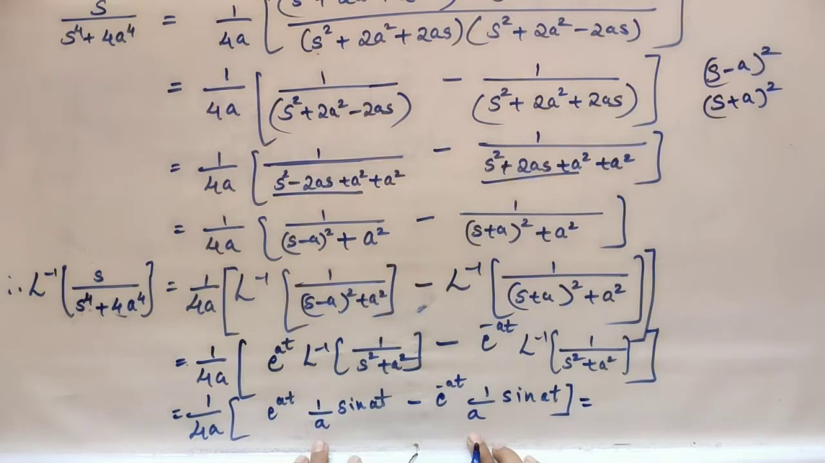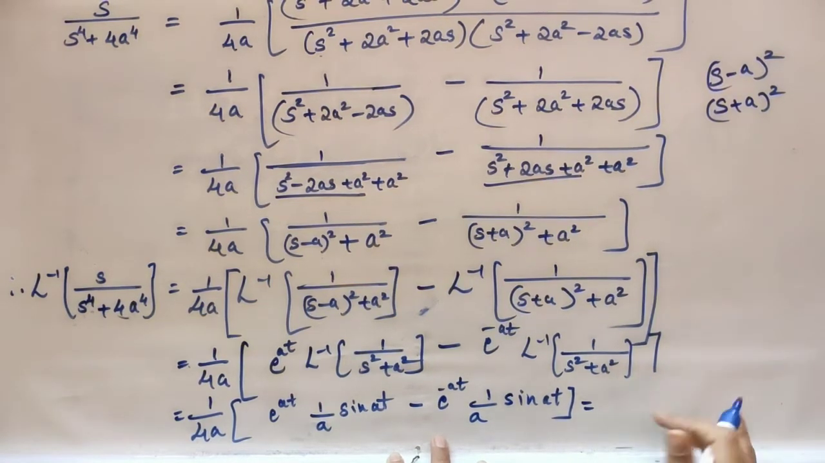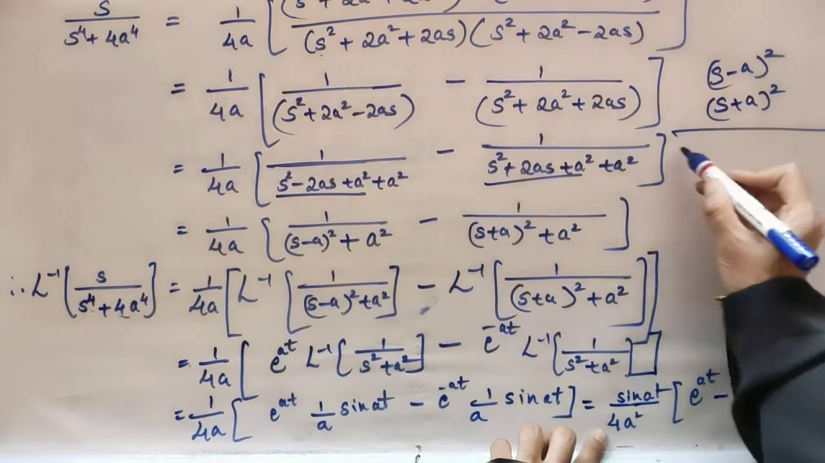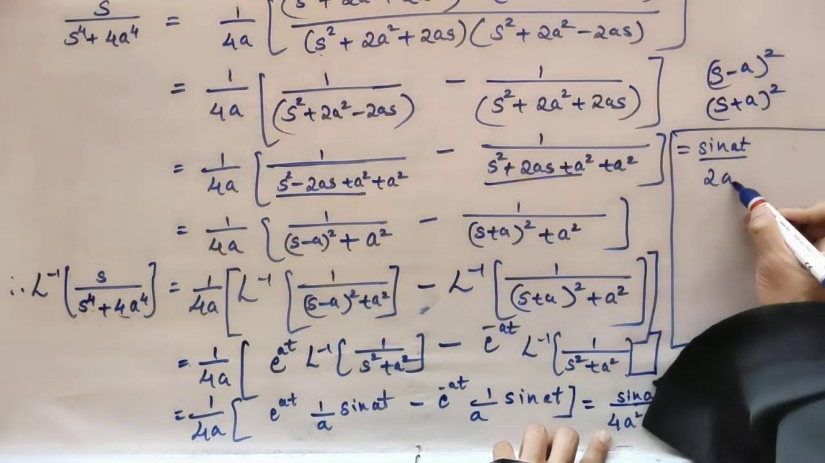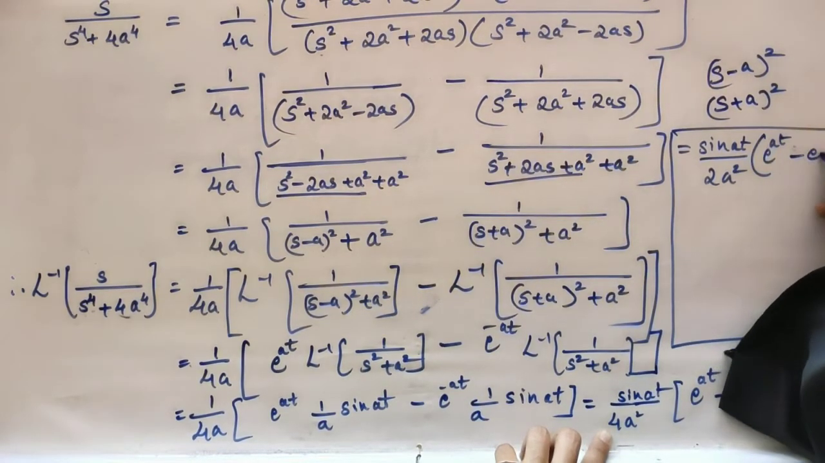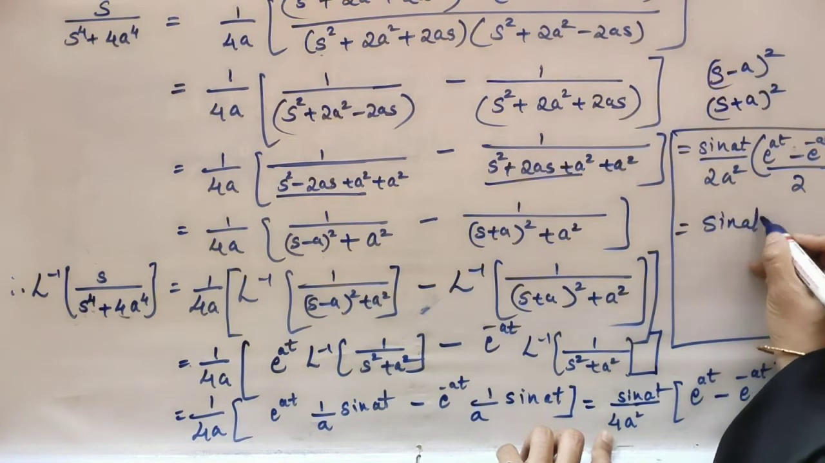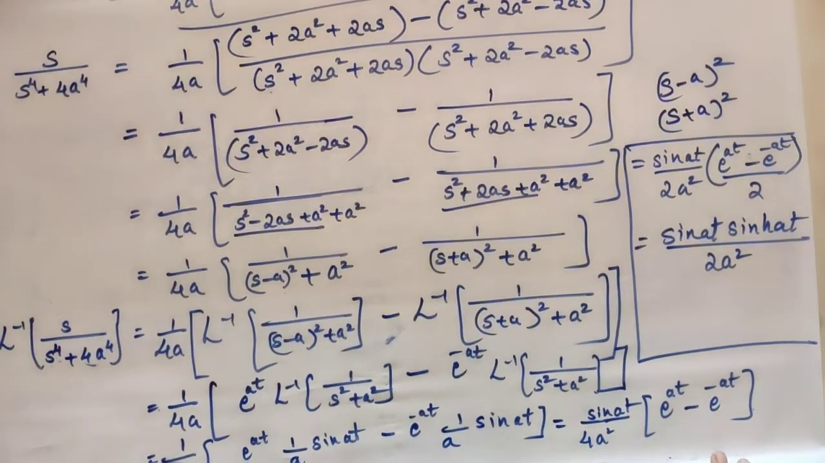Now this can be written as, I can take a common, I can take sin at also common. So we will be getting this as 1 by 4a square, sin at also you are taking outside. So sin at divided by 4a square into e to the power at minus e to the power minus at. Now there is 4 already in the denominator. It can be equated as sin at divided by 2a square into e to the power at minus e to the power minus at divided by 2. 2 into 2, it's again 4 over here. Okay, that is what I am doing. So sin at, now what is this? It is sin hyperbolic at over 2a square. This is the required inverse Laplace transform for this problem.